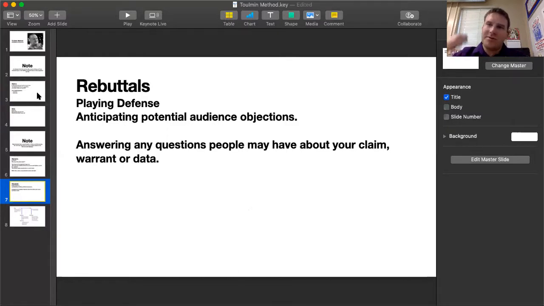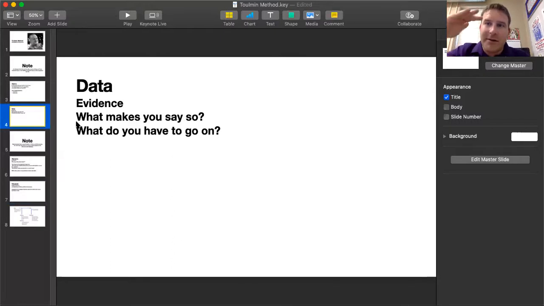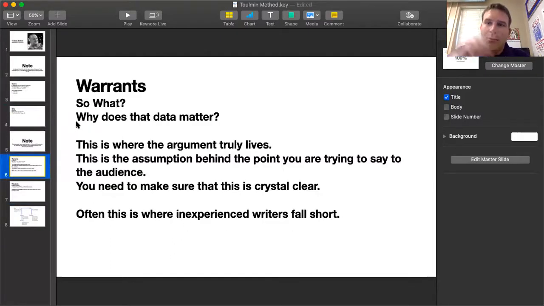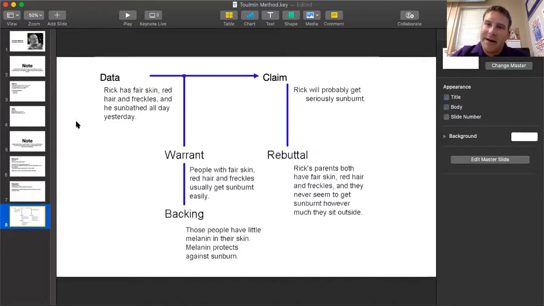There's even more to it. There's things called qualifiers. There's things called backing. Backing is similar to data and kind of goes along with the warrant. But those things I don't necessarily need you to wrap your head around. I need you at this point to understand a claim is, here's what I think. Data is, here's why I think it. And warrant is showing how that data connects to the claim. Here's how it all ties together. All right. And rebuttal is just anticipating any questions you might have.